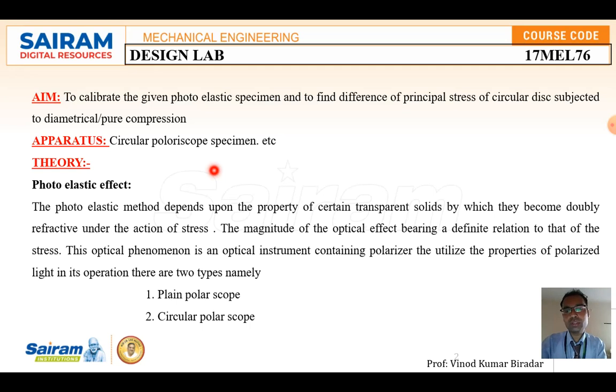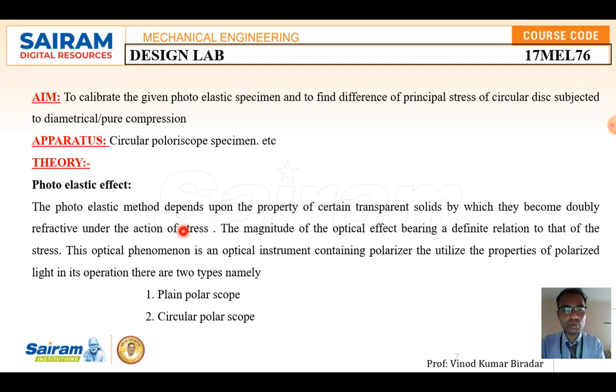For your syllabus there are two types, plain and circular, but here we are going to use the circular polariscope. To study this experiment, you need to have knowledge about the photoelastic effect. The photoelastic method depends upon the property of certain transparent solids, by which they become doubly refractive under the action of different stresses.